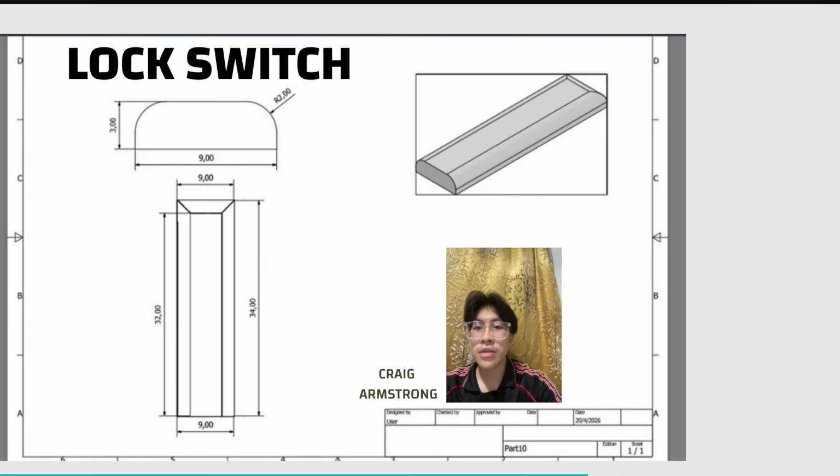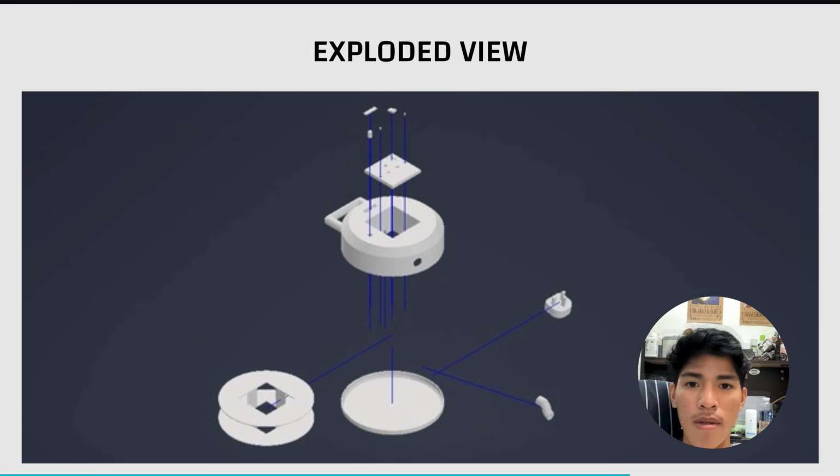This is the technical drawing for the lock switch. It has a total length of 34.00 units and a width of 9.00 units. The design features a rounded top profile with a 2.00 radius for a smooth finish.